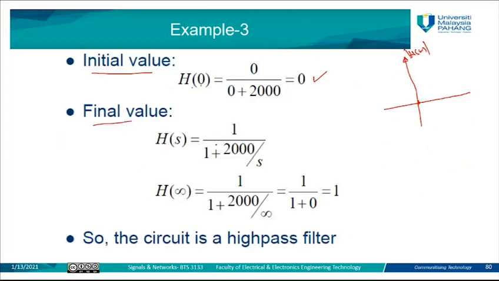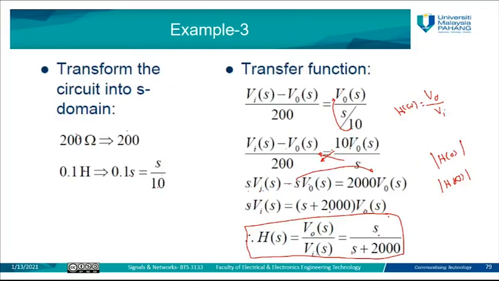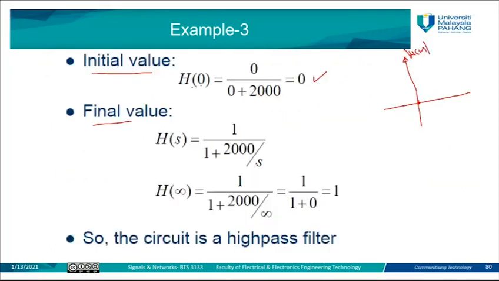Then I want to find the final value. So H of S equals 1 over S. I just rewrite this one in the form we used before when we calculated the final condition or the final values in chapter 4. So you divide over S, this becomes 1, and 2000 over S. So it becomes 1 over 1 plus 2000 over S. Now substitute S by infinity. H of infinity is equal to 1 over 1 plus 2000 over infinity, so it becomes 1 over 1, which gives you 1. That means the final value of H here is equal to 1. You have the magnitude of H of 0 equal to 0, and the magnitude of H of infinity equal to 1.